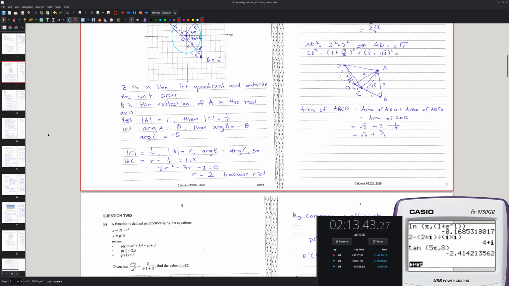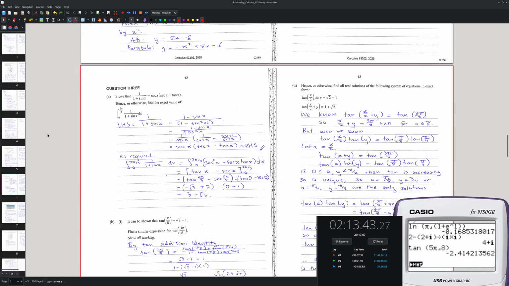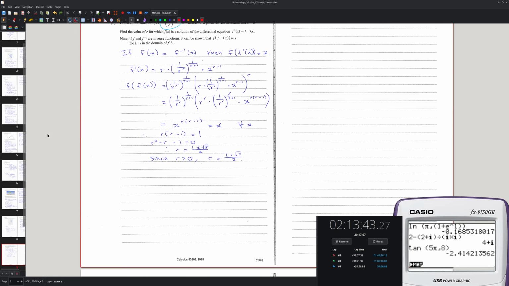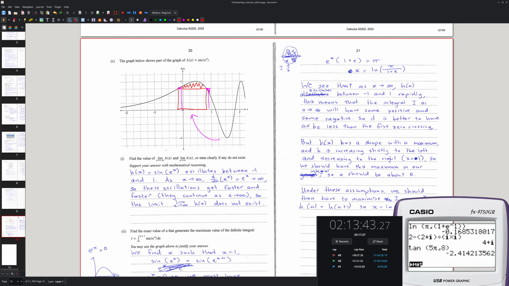Someone on Reddit says you can integrate sine of e to the x as minus cos e to the x to the power of e to the x. So, I don't think so. Is that real? I'm pretty sure it's on Reddit. Highly doubt that you can integrate that. You can't. It's a non-elementary integral, bro. Exactly, there's doubt on that one.